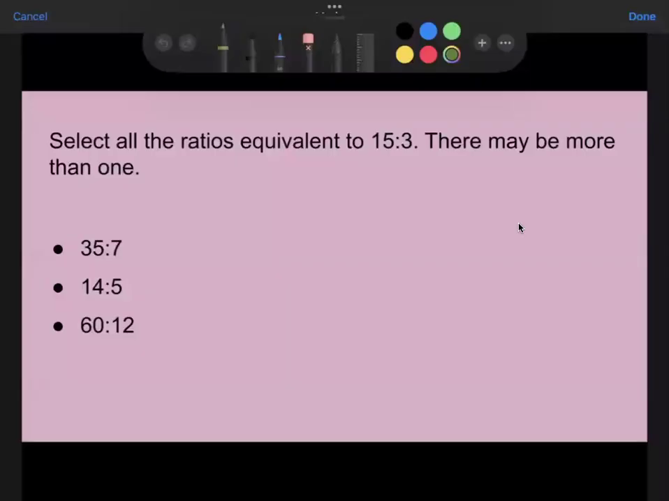Okay, here is our last one for today's video. We again have some choices on the left, and we're going to check to see if these are equivalent to the ratio 15 to 3. So I'm going to go ahead and write 15 to 3 here, and then I'm going to write 35 to 7 here. Okay, so first I'm going to check and see if there's a constant.